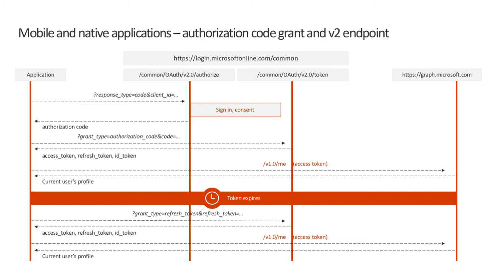That access token is then used to call the graph endpoint. Keeping in mind that the access token is only good for a certain amount of time, eventually it is going to expire. But when it expires, we can use the refresh token that we got back originally when we got the access token to request a new access token and not require the user to sign in again. Again, all of that is handled by the Microsoft Authentication Library for us.